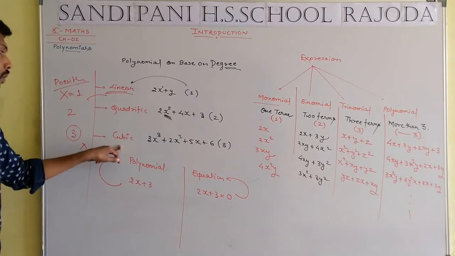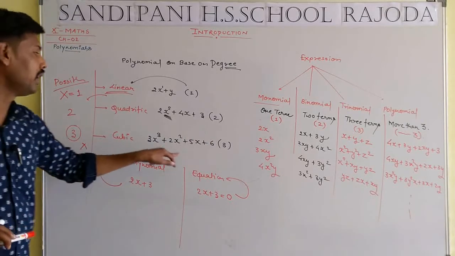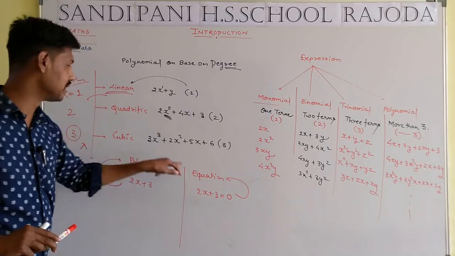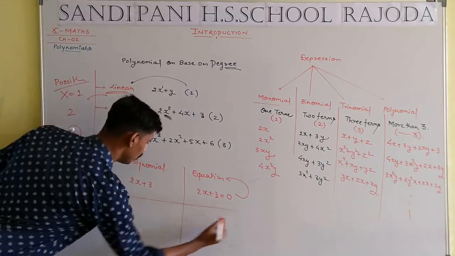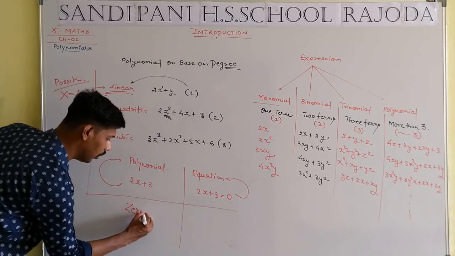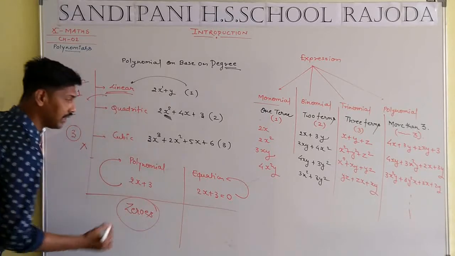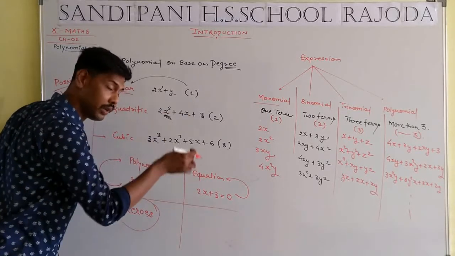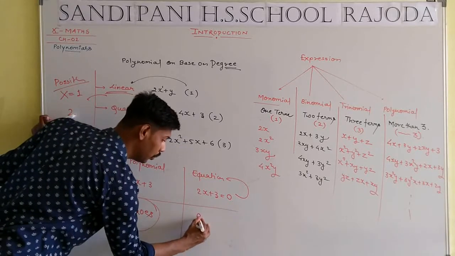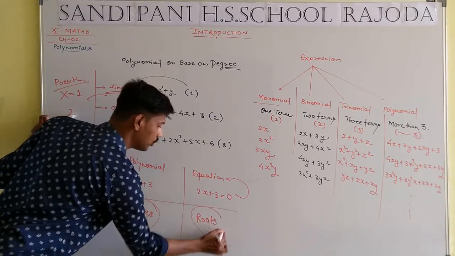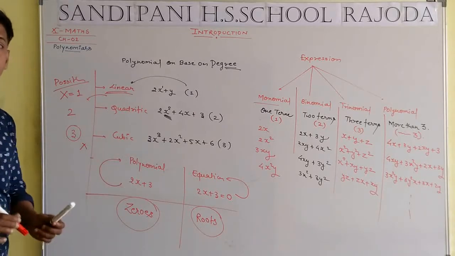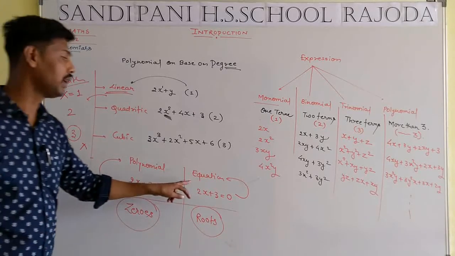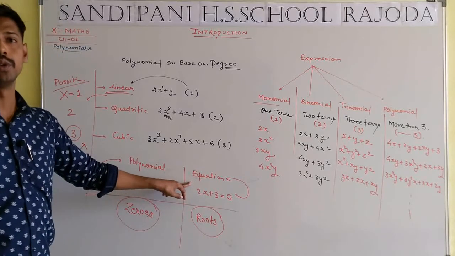Last topic: what is the difference between a polynomial and an equation? In the case of a polynomial, the solutions are known as zeros. But in the case of an equation, the solutions are known as roots. A polynomial consists of only a single part, but in the case of an equation, LHS and RHS both are present.